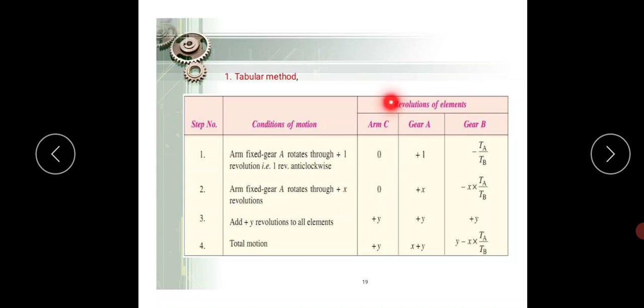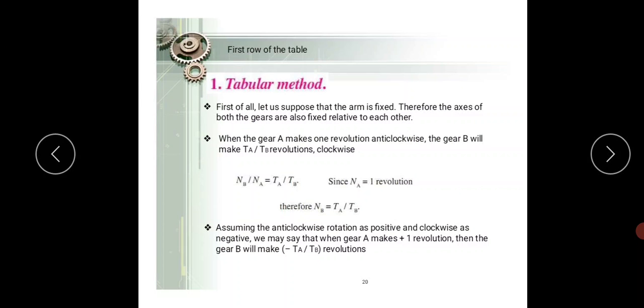This is the tabular method to follow to find the velocity ratio of the epicyclic gear train. Now let us see the tabular method in detail. First of all, let us suppose the arm is fixed. Therefore the axes of both gears are also fixed relative to each other.